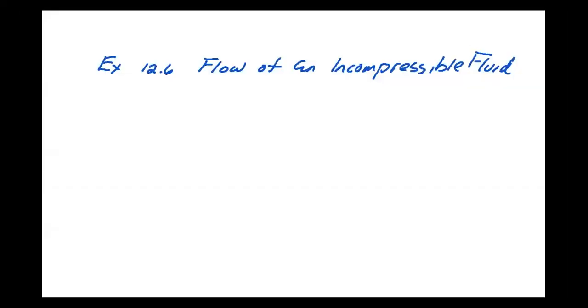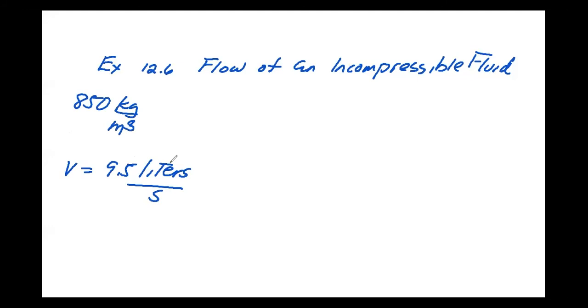It's going to equal... Example 12.6 is flow of an incompressible fluid. And it says, incompressible oil of density 850 kilograms per meter cubed is pumped through a cylindrical pipe at a rate of 9.5 liters per second. So V dot equals 9.5 liters per second. In the first part, the pipe has a diameter of 8.0 centimeters. So for part 1, D equals 8.0 centimeters. In the second, what is the flow speed of the oil, what is the mass flow rate?